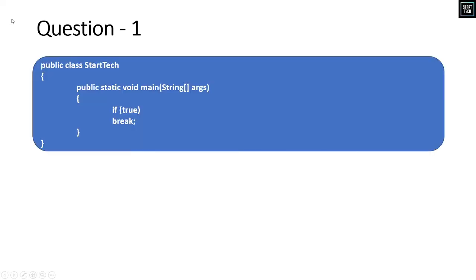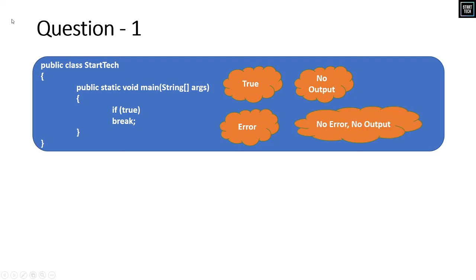So this is the first question. Guys, tell me what will be the output of this program. Just focus on the logic: if true, break. Any guesses here? Is the break statement allowed here? Think over it. What will be the output of this program? Is it true? Is it no output? Is it an error? Or is there no error and no output?